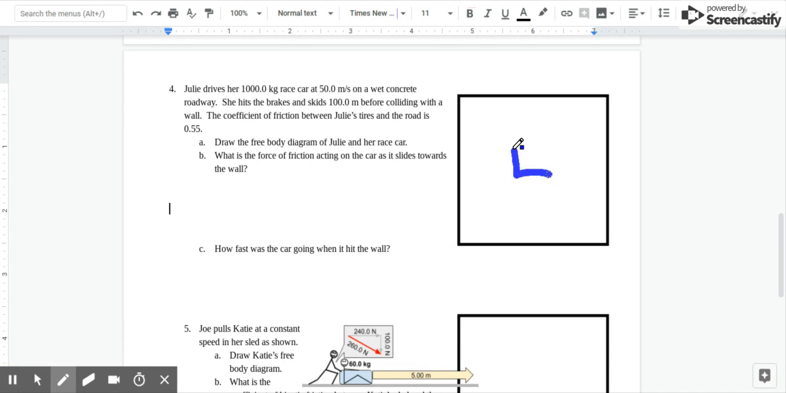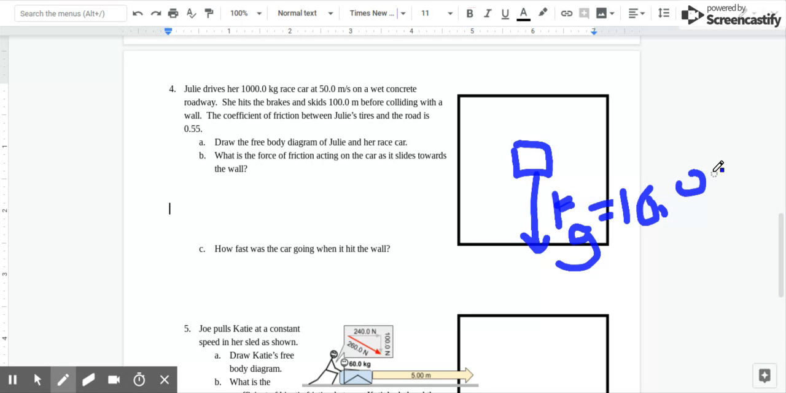So here we go. Here's our free body diagram. We've got Julie. Her force of gravity is 1,000 times 10, which is 10,000 newtons. Which makes sense. Well, not her, her in the car. Oh boy, this is messy. I'll just sneak another zero in here, actually.